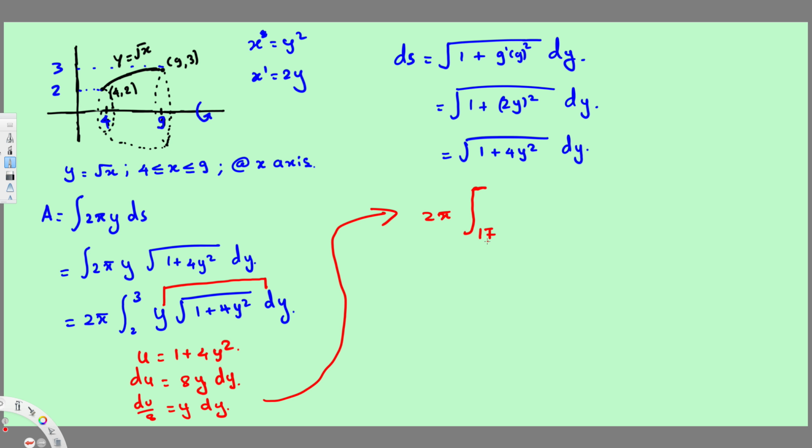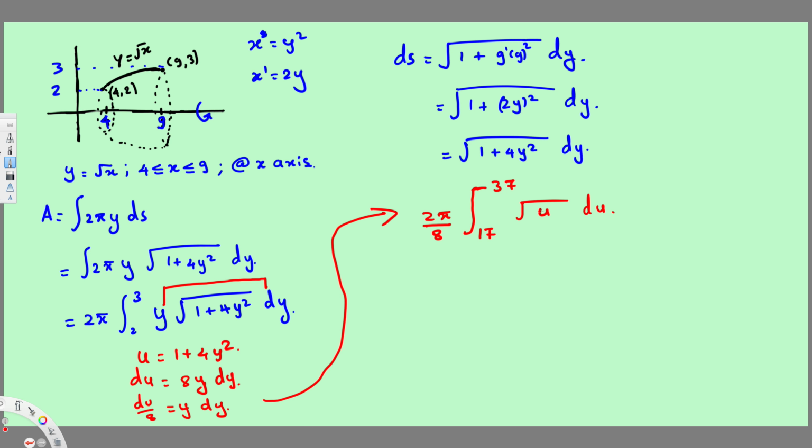So the lower limit of integration is going to be 17, and the upper limit of integration is going to be, if you plug 3 right here, 3 squared is 9, 9 times 4 is going to be 36, plus 1, that's going to be 37. So the upper limit of integration is 37. Now we can plug everything in terms of u. And first, we know that 1 plus 4y squared is u, so we can write square root of u, and we know that y dy is equal to du by 8. But 1 over 8 is constant, so we can move it to the front. So this is going to be 2 pi over 8, and du is going to be right here.